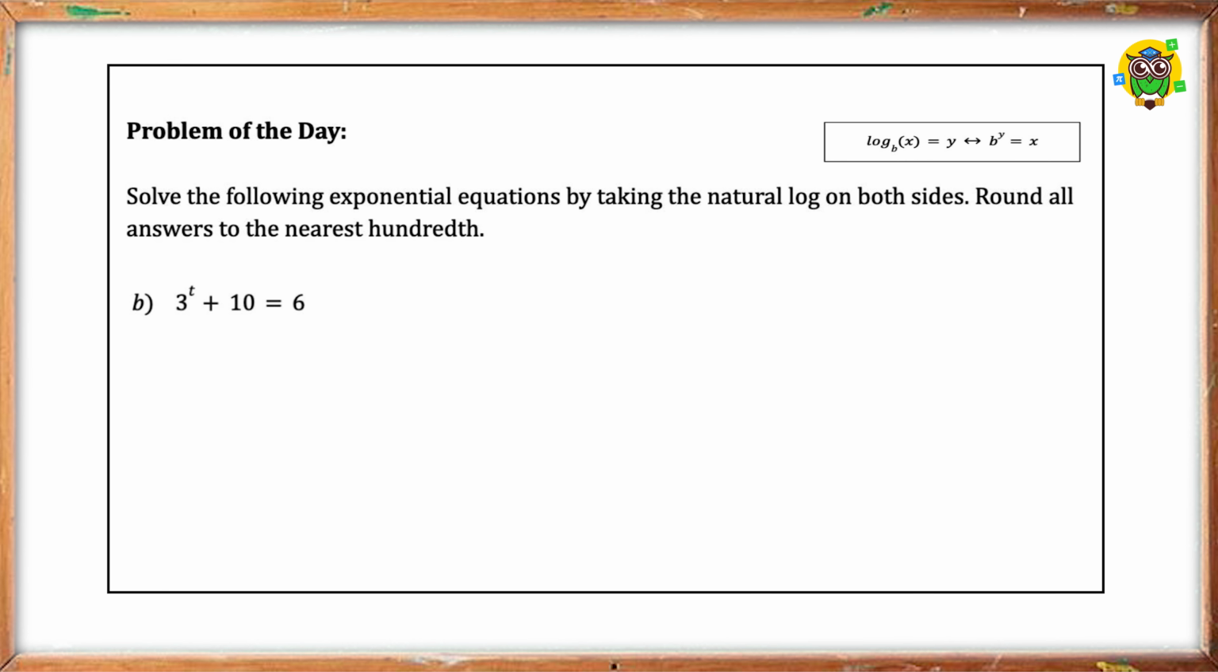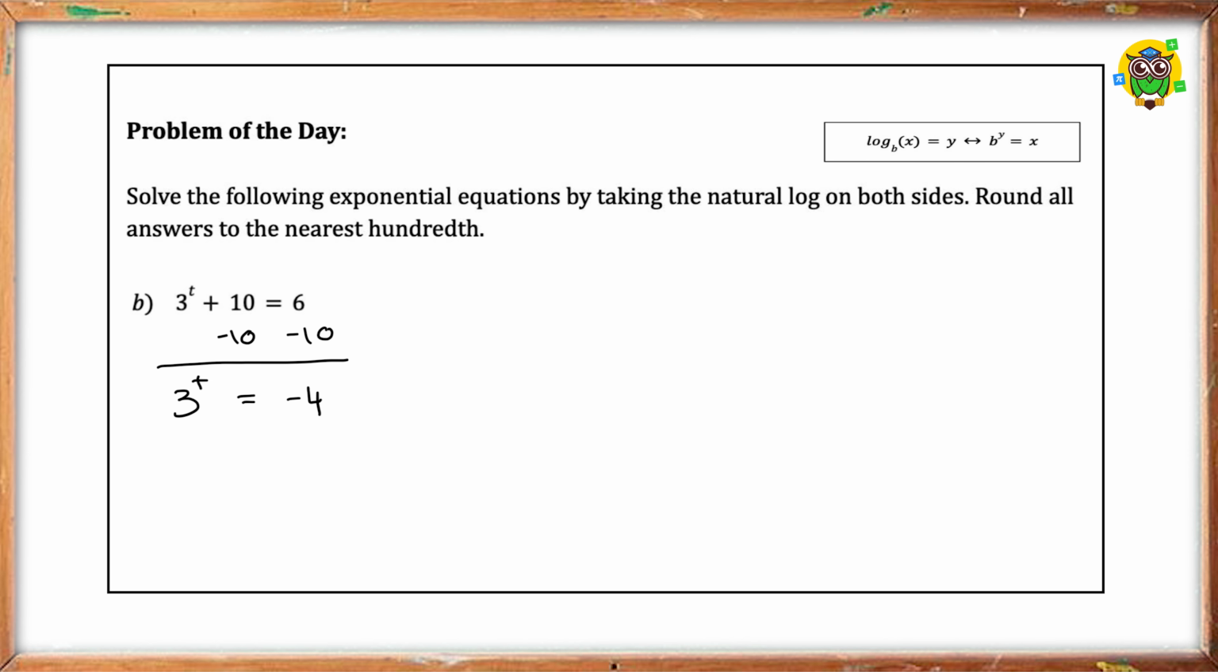Now let's take a look at part B. 3 to the power of t plus 10 is equal to 6. Before we find the natural log on both sides, let's combine like terms. We're going to subtract 10 on both sides, and we now have the equation 3 to the power of t is equal to negative 4.